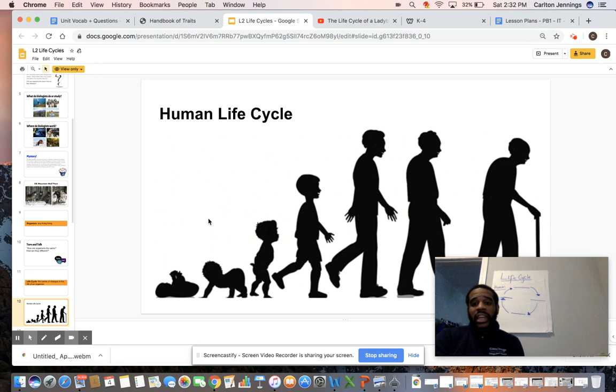For example, here is the human life cycle. You see, it goes from a baby to a toddler, to a little kid, to a middle schooler, like you guys' age, then a teenager, then an adult, and then old, right after they are fully developed.